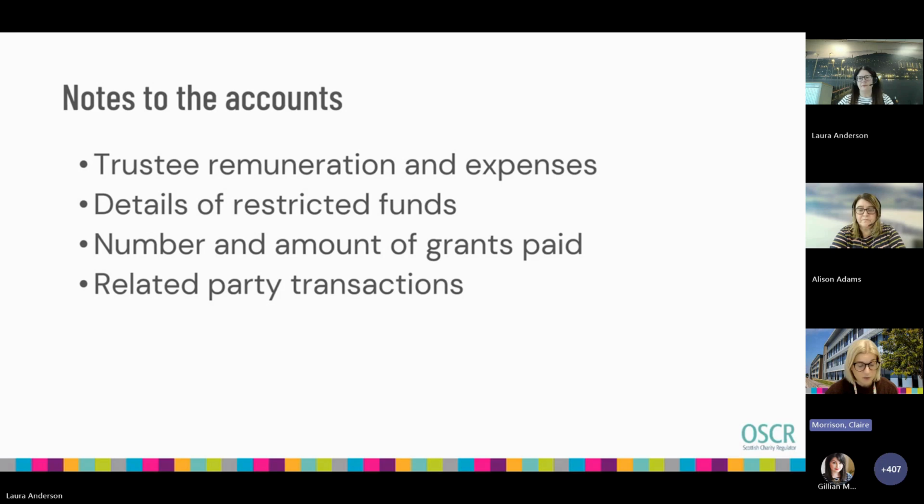The type of activity or project supported by these grants should be noted and whether they are paid out to an individual or organisation. Now, just for clarification, you do not need to name the individual in this. You can just state that you've paid out grants to an individual.